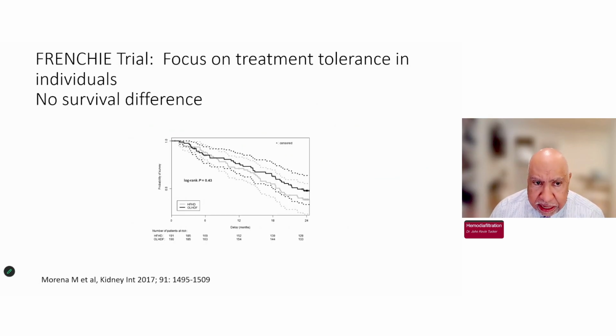And then finally, there was the FRENCHIE trial, which looked at a number of patient-related outcomes with respect to online hemodiafiltration and high flux hemodialysis. And the probability of survival, suffice it to say, despite this graph being very difficult to read, was no difference in the two groups.